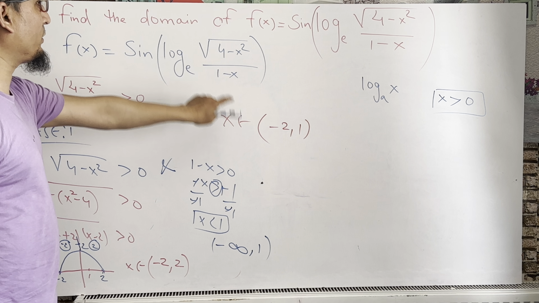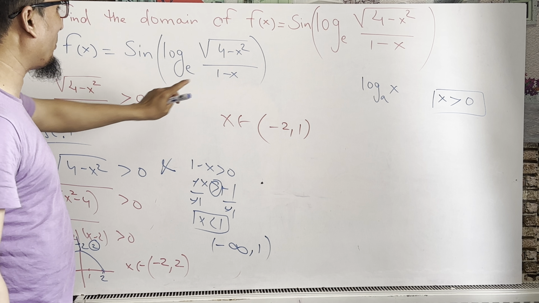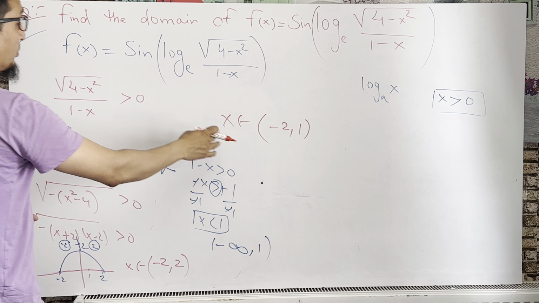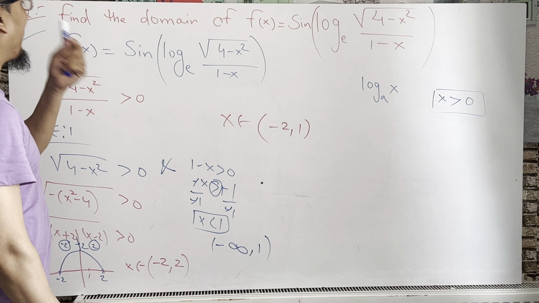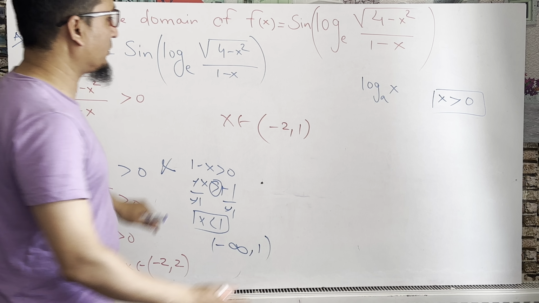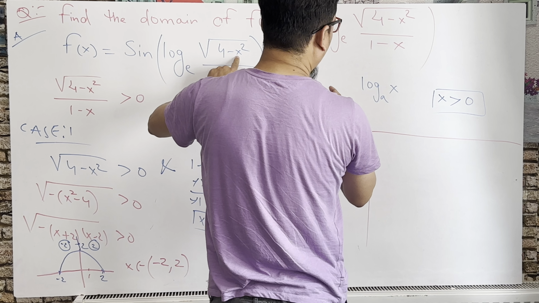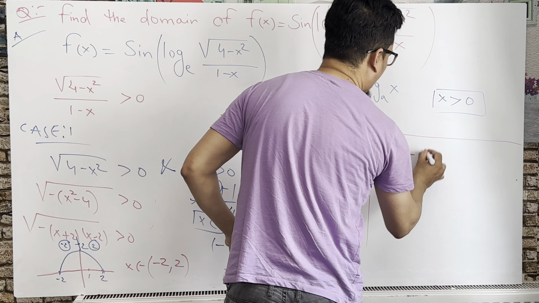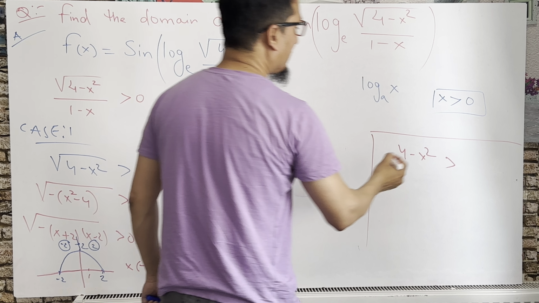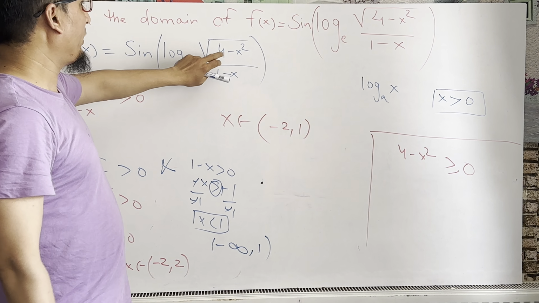Remember, minus 2 to 1, you can check here, and this is under root 4 minus x square. Please have a look, because this is a square root function. So from minus 2 to 1, what is the nature of 4 minus x square? Because this is a square root function, 4 minus x square must be 0 or greater than 0 according to this function. I'm just checking.